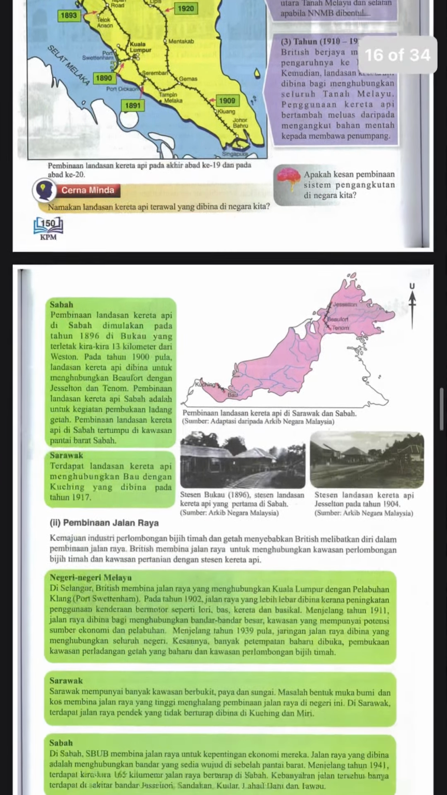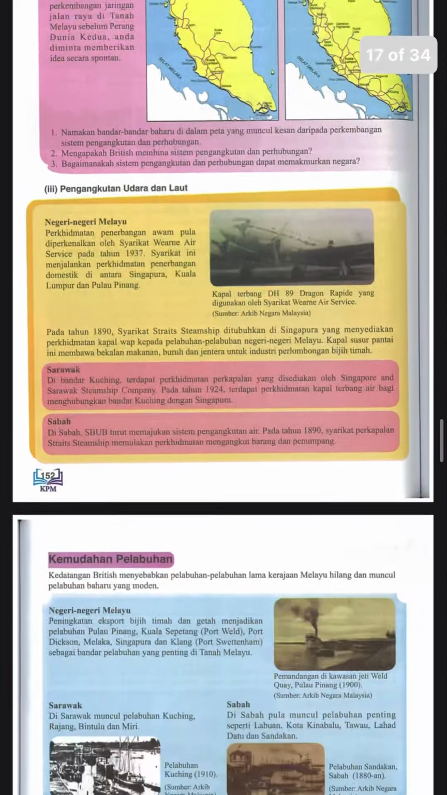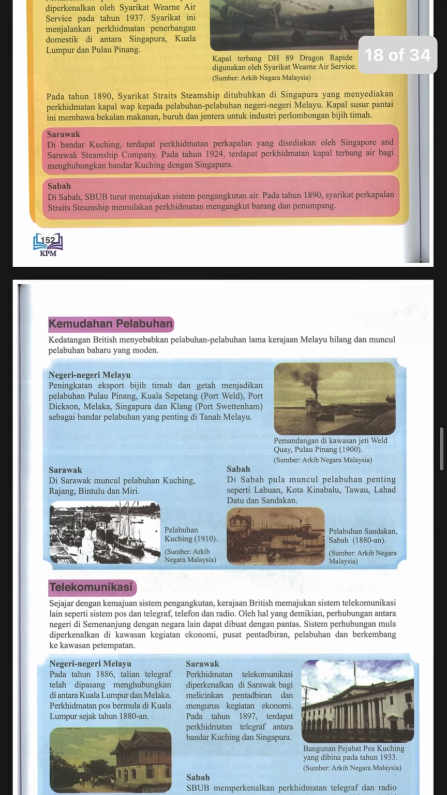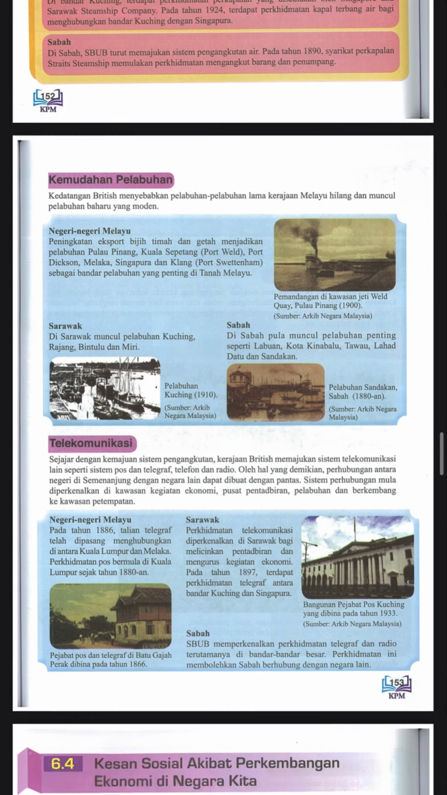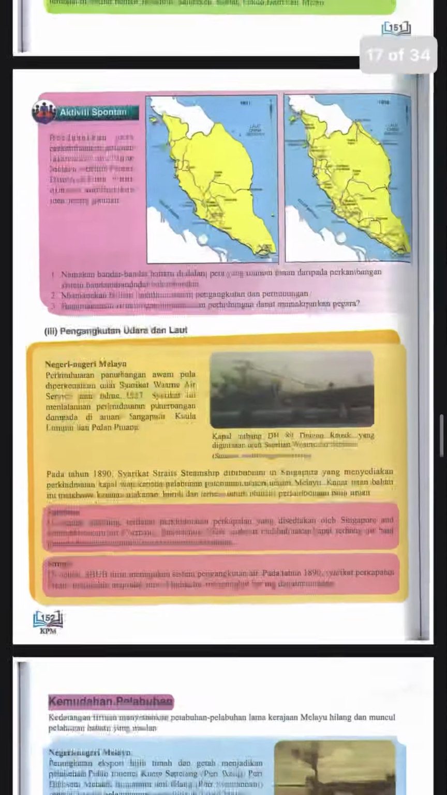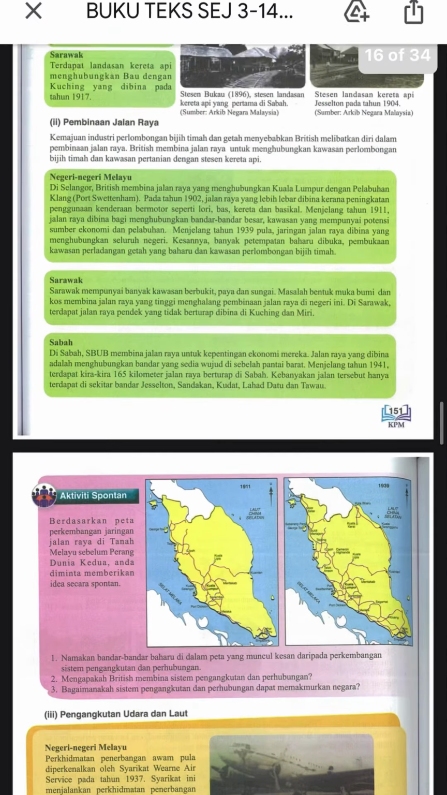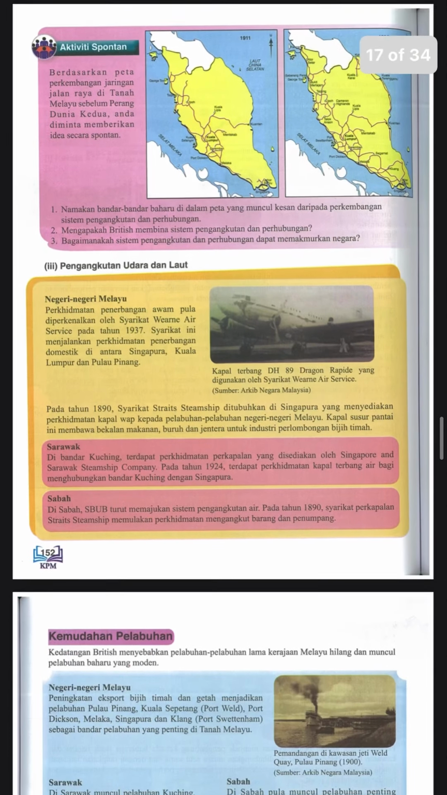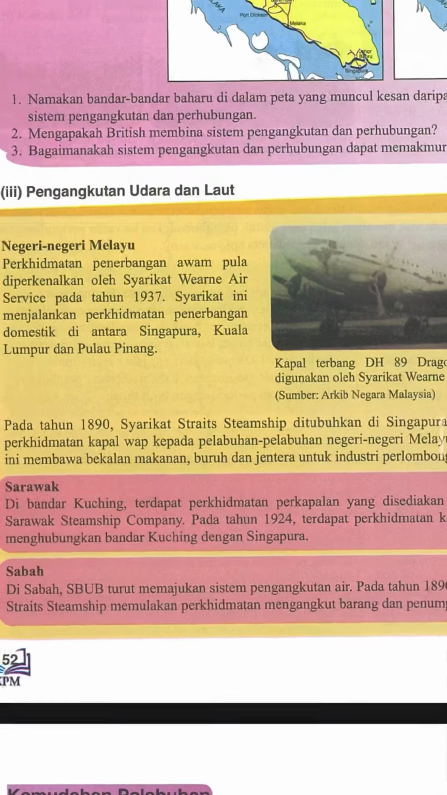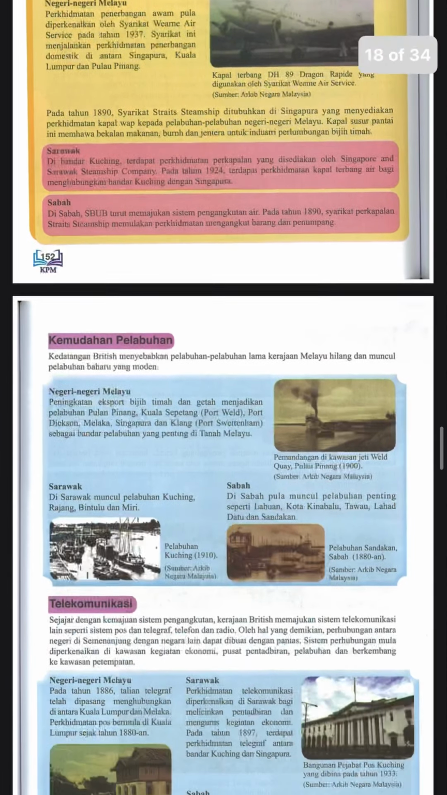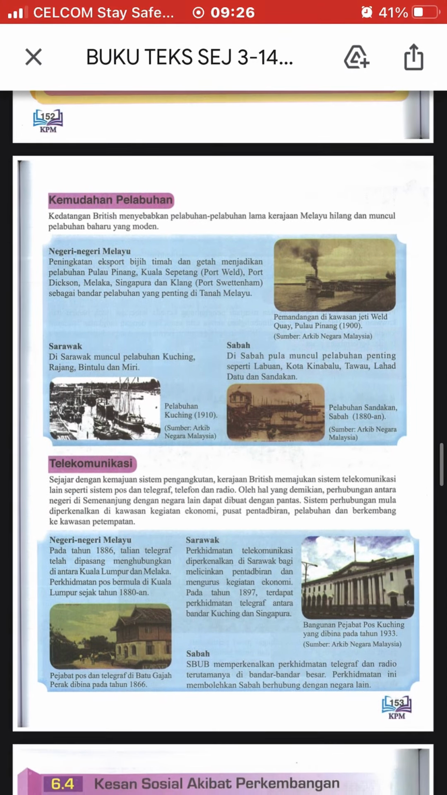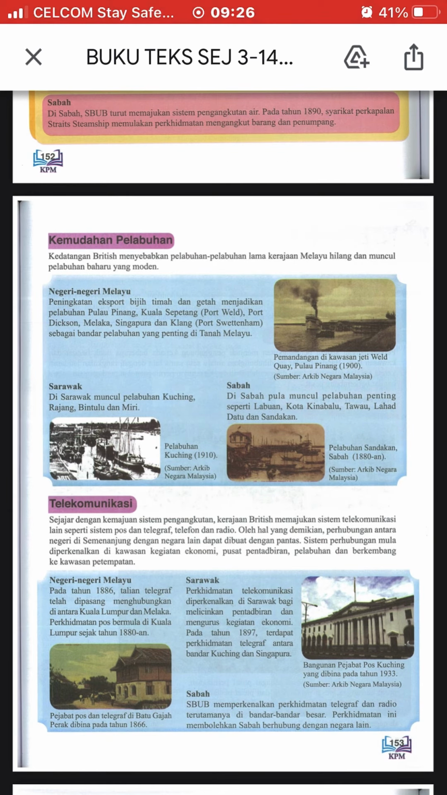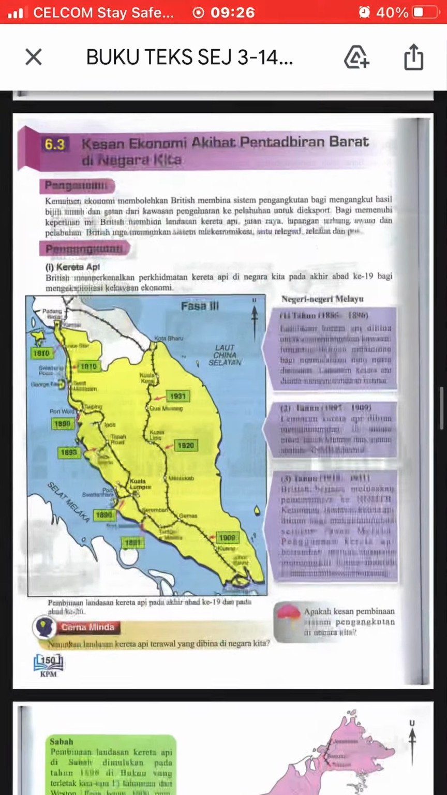We have this section, kereta api. From kereta api we have jalan raya, pembinaan jalan raya. From jalan raya we have also pengangkutan udara dan laut, and finally we have kemudahan pelabuhan and telekomunikasi. So you have to split it and go through it one by one. Now each part requires you to know certain things. Now if you are reading kereta api, you need to know the 3 segments.